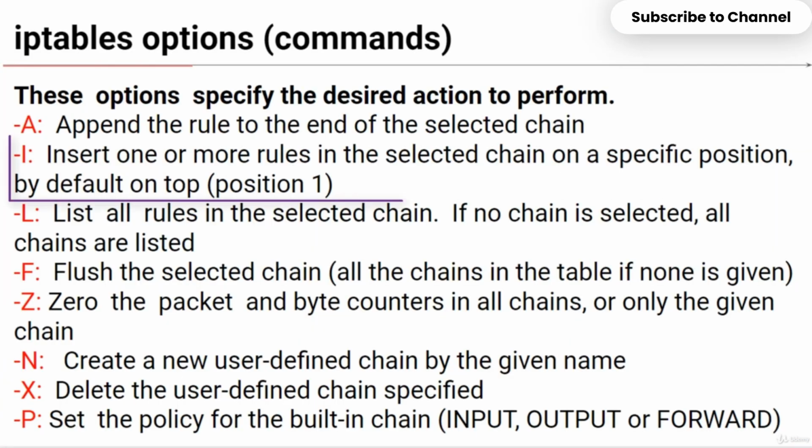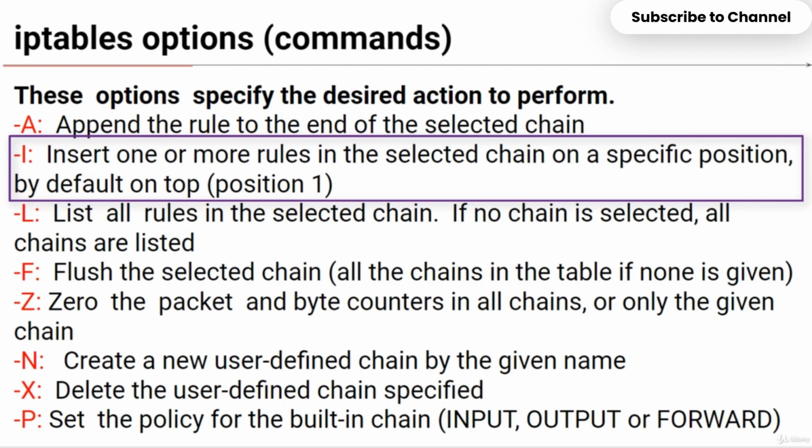Another important option is -I. -I inserts one or more rules in the selected chain at a specific position, or on top, at position 1, if no position is given. Let's look at an example.